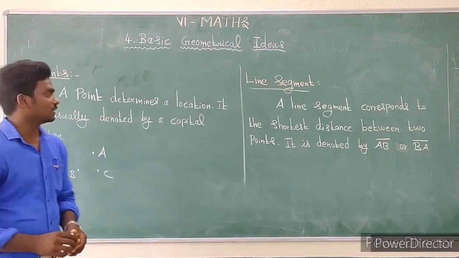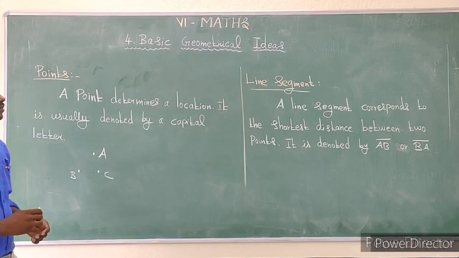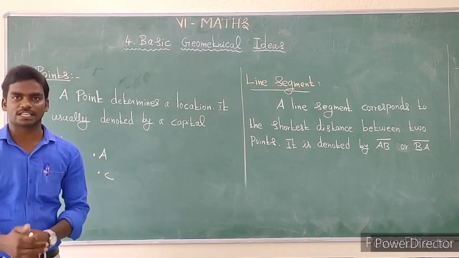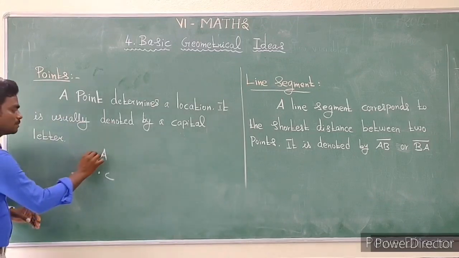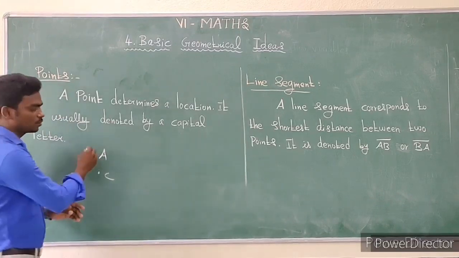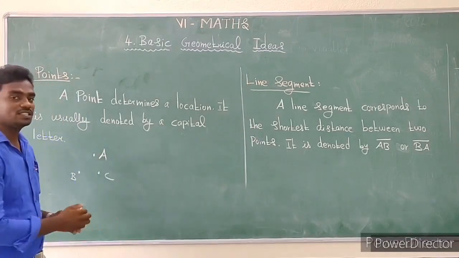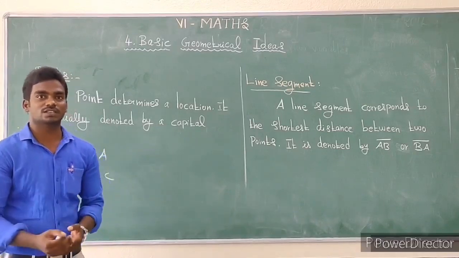Basic geometrical ideas. In this chapter we are going to learn some basic geometrical shapes. The first one is points. A point is a simple dot. A point is a dot only, right? But what are the uses of a point?